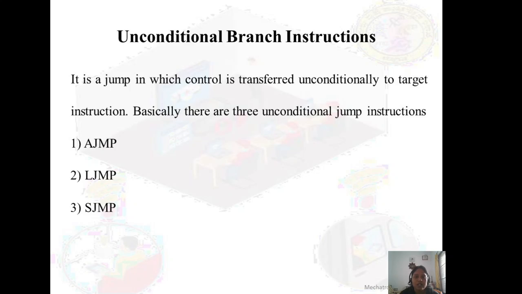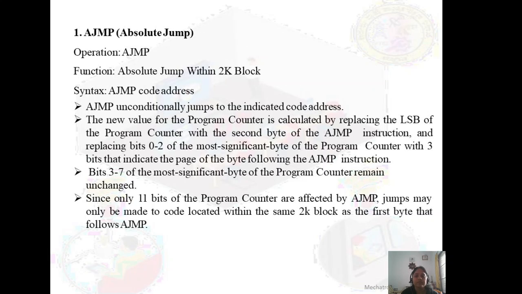In the unconditional jump instructions, we are having 3 jump instructions. One is AJMP, that is absolute jump. Next one is LJMP, that is long jump. Next one is SJMP, that is your short jump instruction. Okay. Next, we will see one by one.